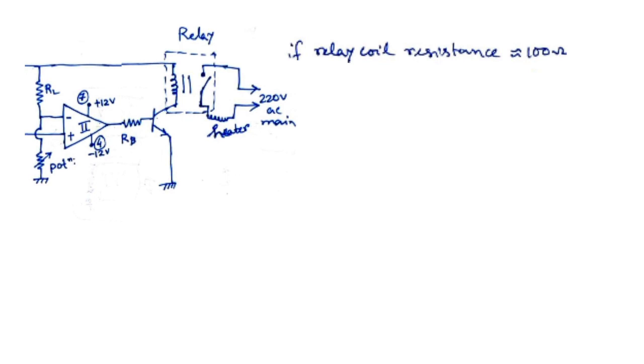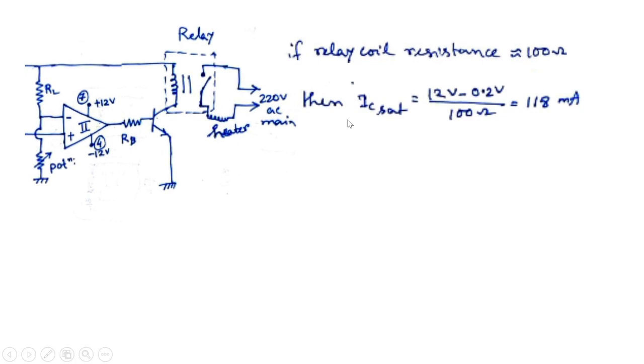And IC set is to make the transistor in the fully conducting mode, that is the saturation condition. As we know, VCE set is generally under 0.2 volt, and here follow the cursor, because this line is connected to the plus 12 volt. So 12 volt minus VCE is the rest potential drop across the relay coil. So 12 volt minus 0.2 volt divided by 100 ohm is 118 milliampere, the IC set.